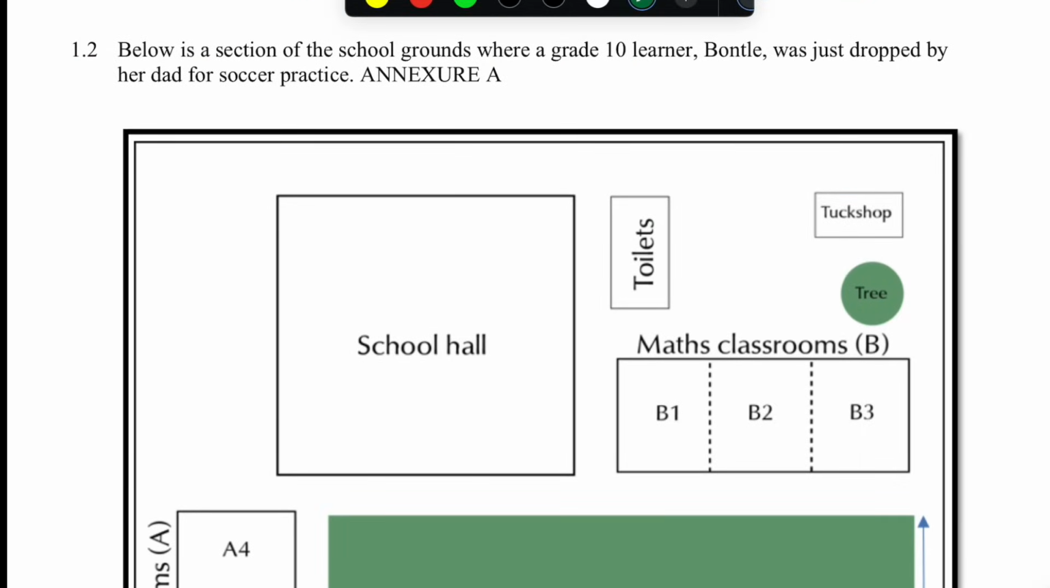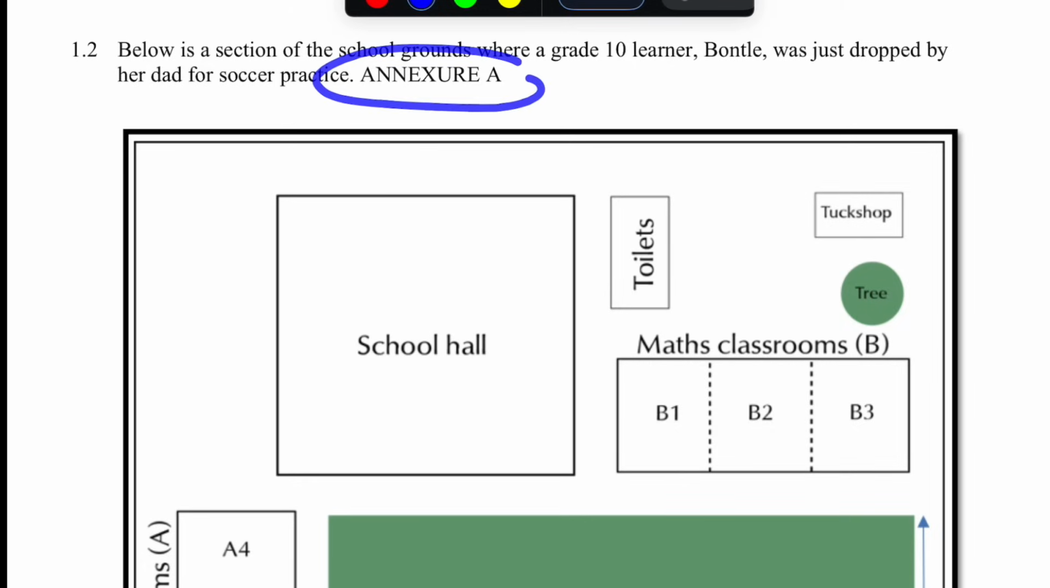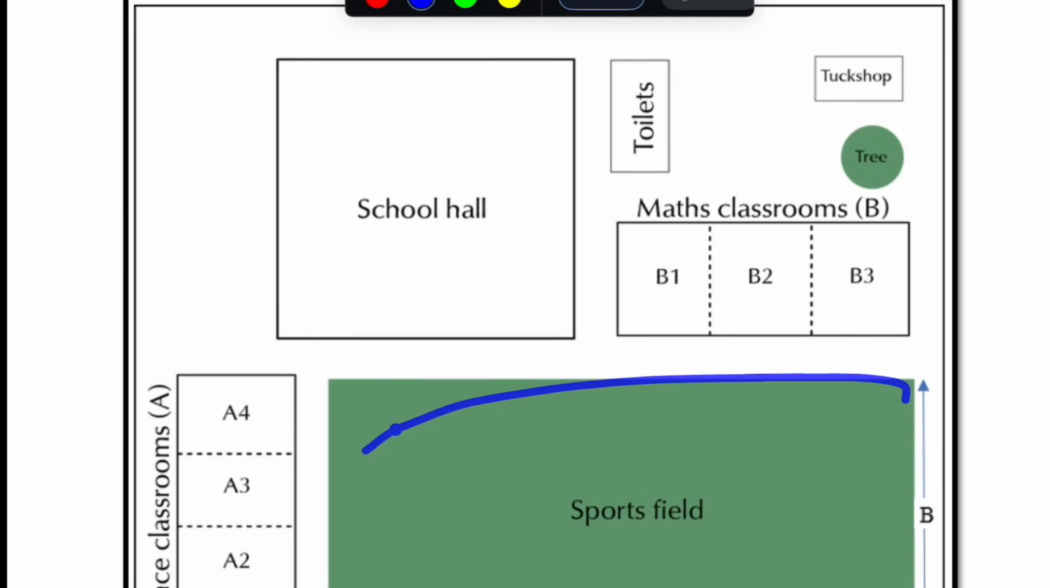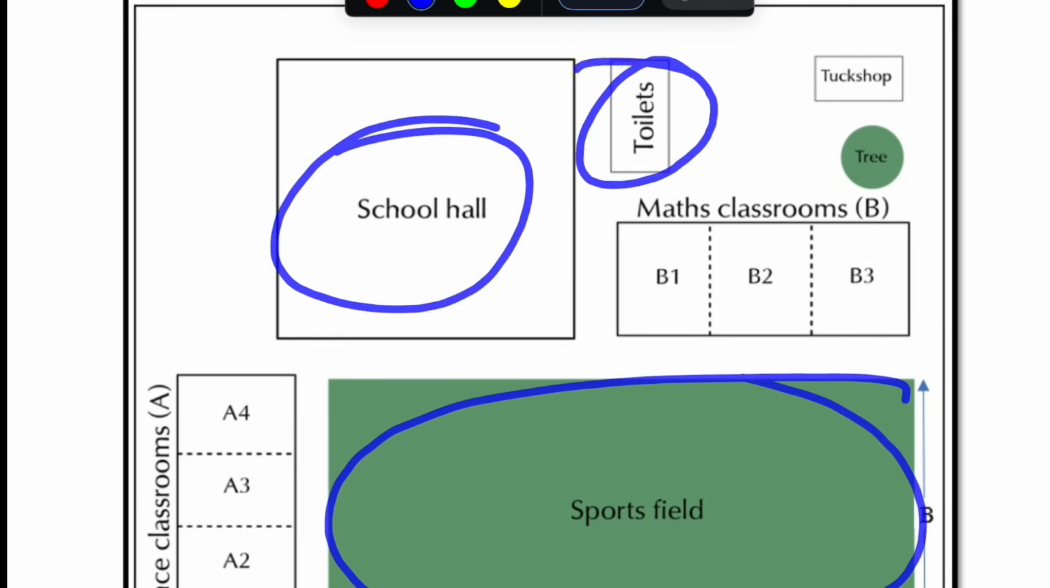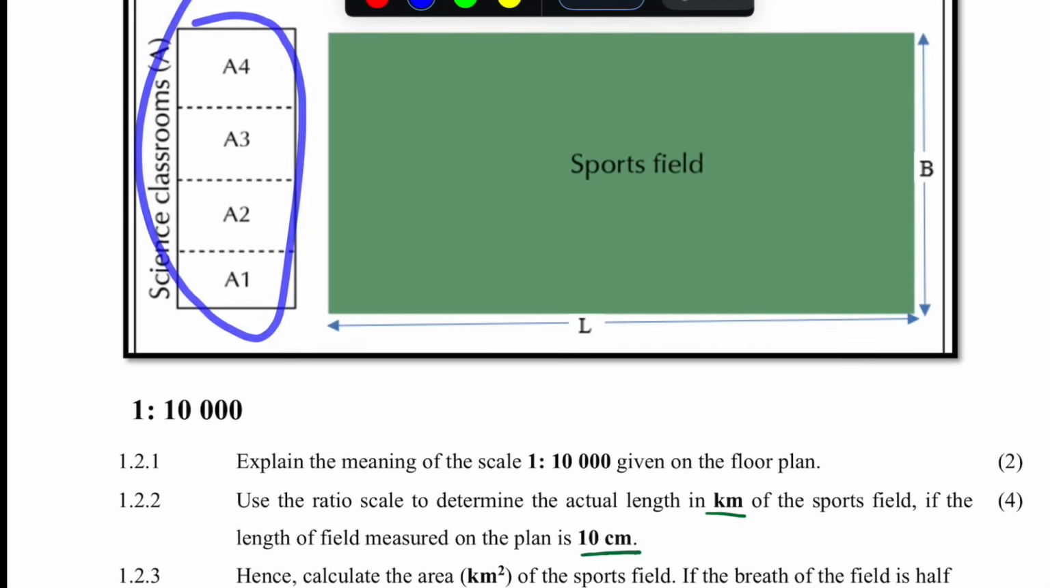1.2, this is the plan. Now it says the below is a section of the school ground where grade 10 learner Bontle was dropped by her dad for a soccer practice. This is annexure A, so this plan is an annexure A. Guys, we have a sport field, school hall, toilets, tech shop, tree, and the science classrooms, right?